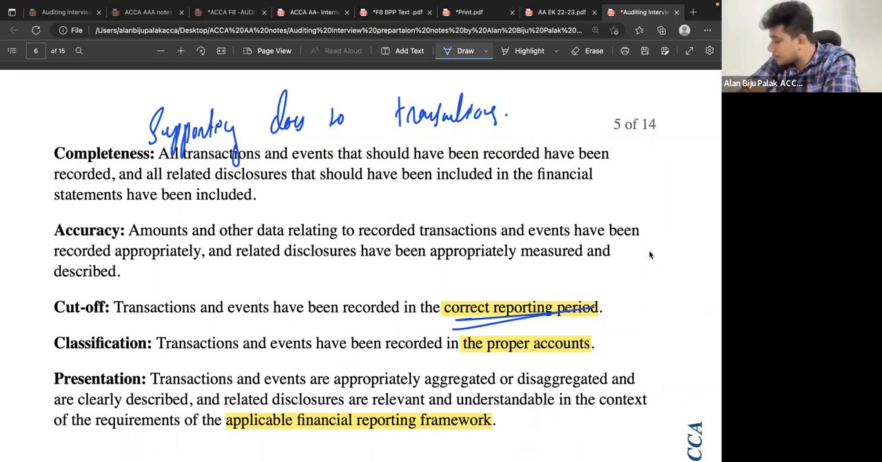We can obtain purchase invoices of the last month of the year, and we can review whether they have been included within the correct accounting period. Then how can we ensure the classification? We need to understand whether the fuel expenses are being included within the correct accounting head. We can obtain the breakdown of operating expenses in order to confirm whether the fuel expenses are included in the correct classification, which means confirming whether the transactions are being recorded within the correct accounting head. And to find out the presentation, we can review the disclosures.